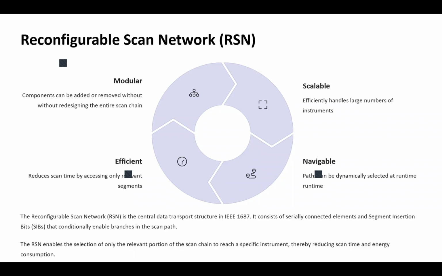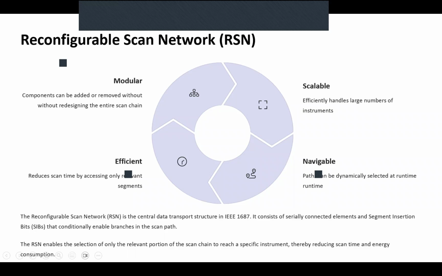It's navigable, so that means the path can be dynamically selected at runtime at any moment during the operation or testing. Basically, we can use the SIBs, the segment insertion bits, to change which scan path you are using and choose exactly where to go inside the chip. Okay, so another factor is that it is efficient. So it reduces scan time by accessing only relevant segments. So this is kind of like the characteristics of this topic, the RSN, the reconfigurable scan network.